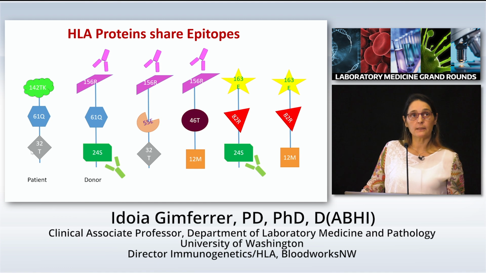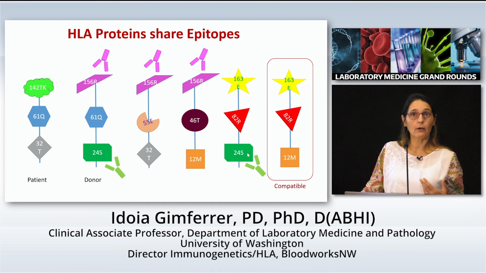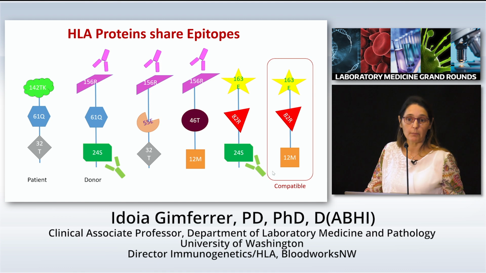So if this is a patient that lost the organ and we are looking for another transplant, at the end, the only compatible HLA is this one. It doesn't share anything with the patient. It's a very different HLA epitope-wise, but the patient doesn't have antibodies against this HLA, so it's compatible. So you have to think about HLA as different epitopes combined in a different way, and every single time it is a different HLA.